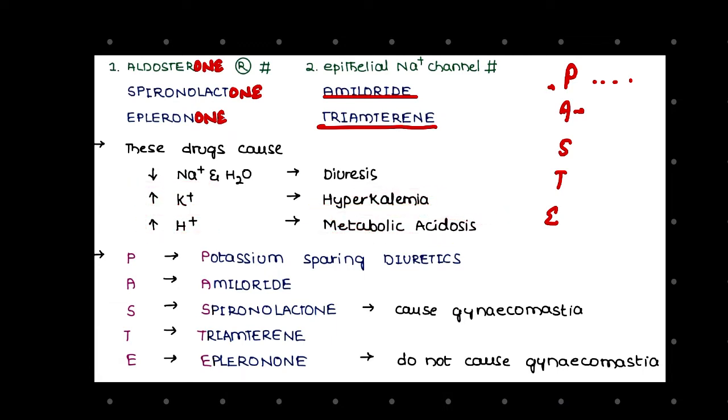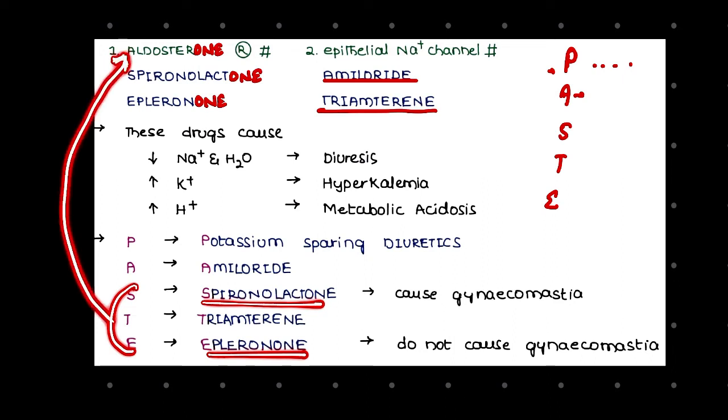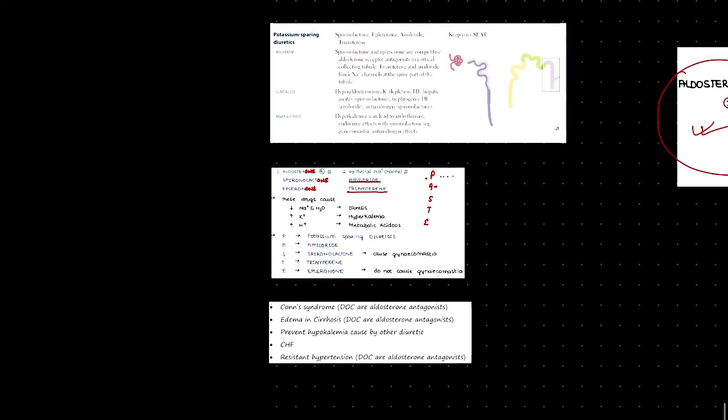Now, as I have mentioned, we are going to memorize these things with the help of the PAST acronym. From potassium sparing diuretics, we have got amiloride, spironolactone, triamterene, and eplerenone. Since spironolactone and eplerenone fall under the same class, the aldosterone receptor antagonists, the difference is that spironolactone causes gynecomastia, whereas eplerenone does not. That is the difference that we need to know.